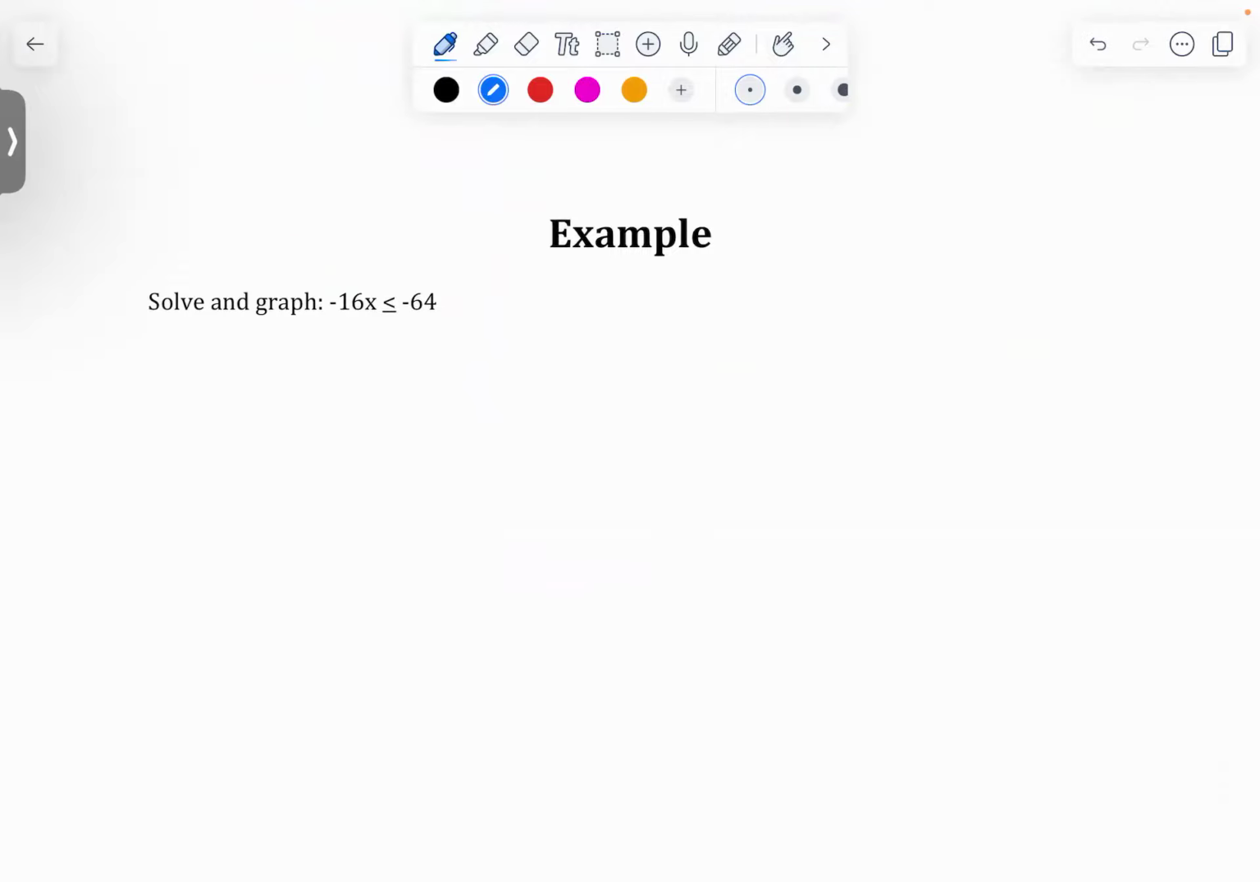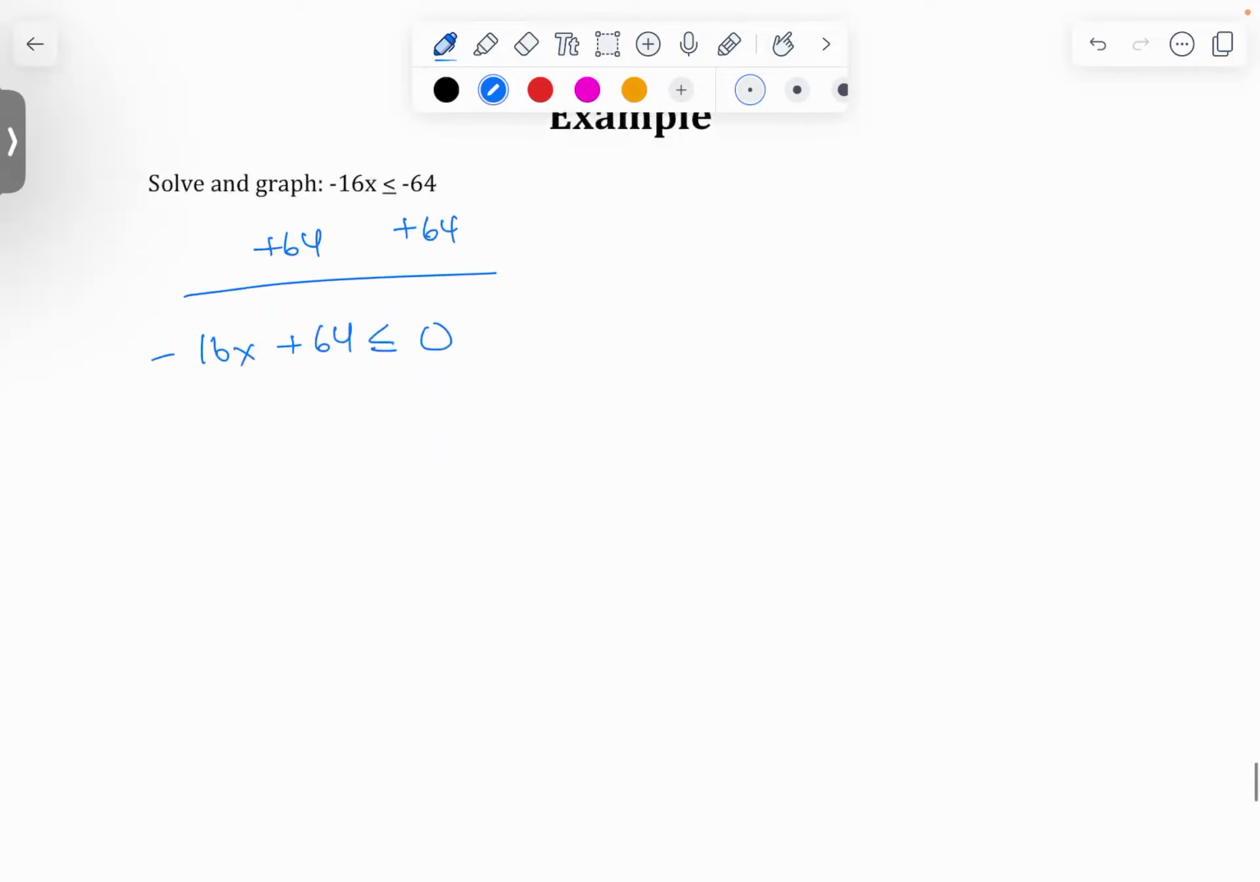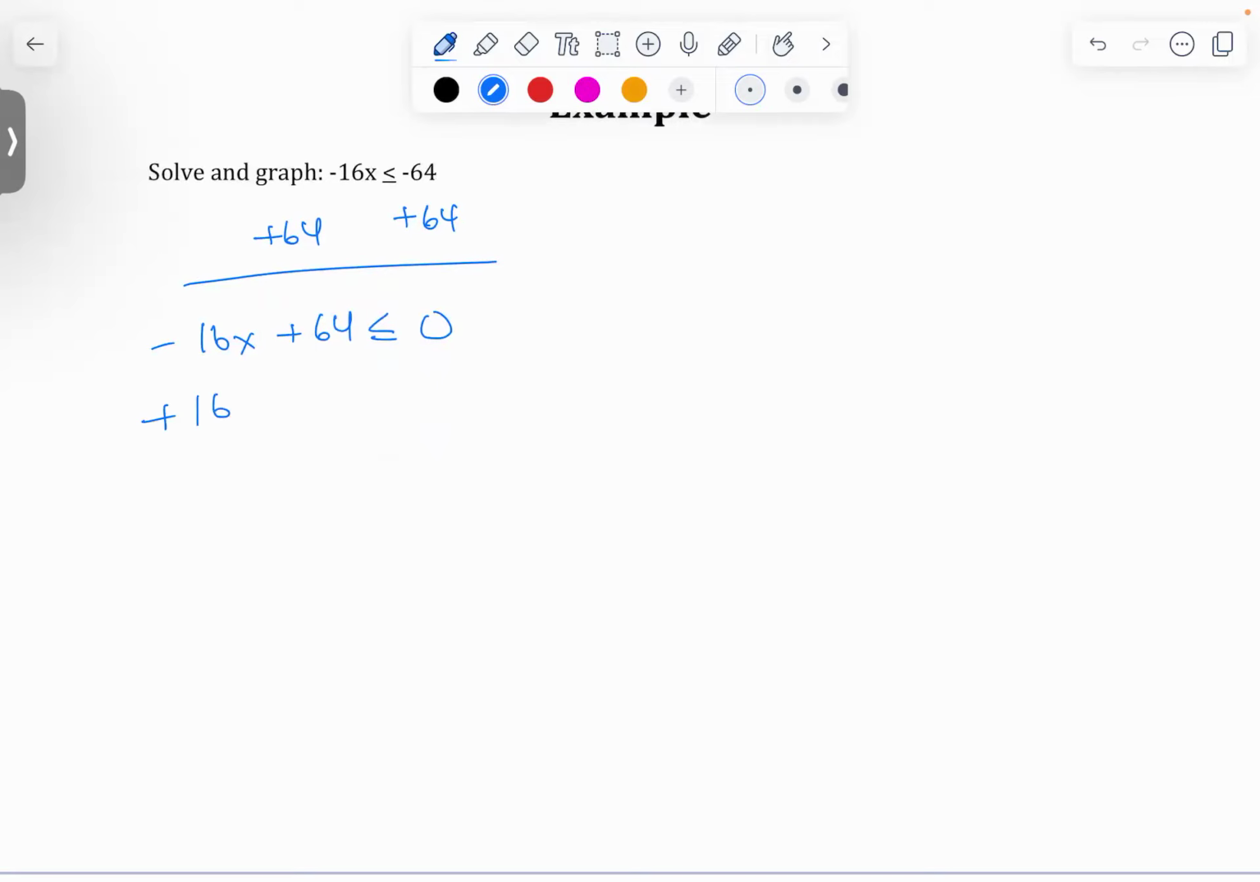Negative 16x less than or equal to negative 64. This is the case that I was talking about. So first, I'm going to solve this with only adding and subtracting. I'm going to add 64 to both sides. And I know I'm going to do this the real slow way. It's going to be painful for just a minute. Plus 16x to both sides. And then divide by 16.